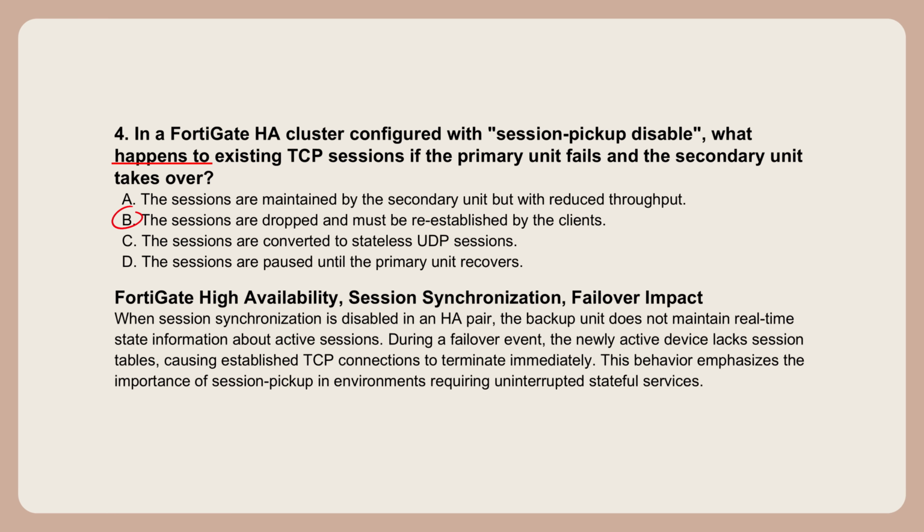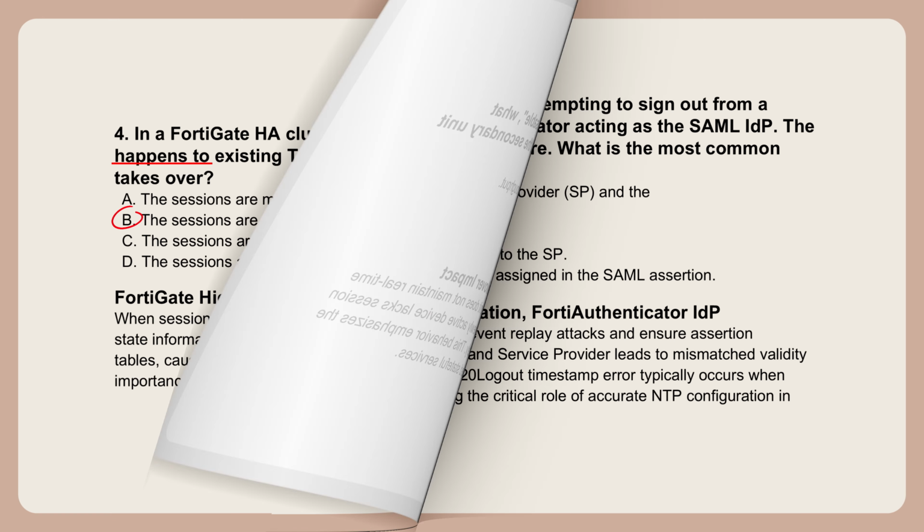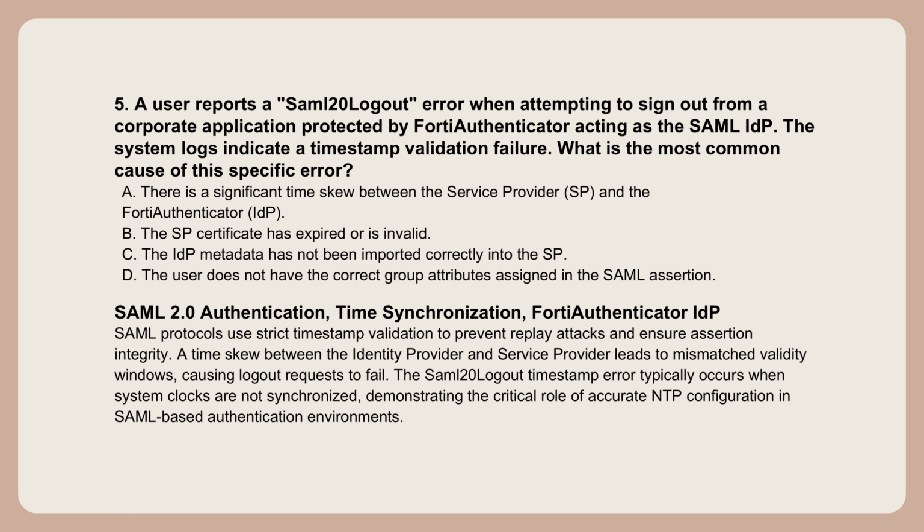Okay, so we've seen internal sync, routing sync. Now let's talk about the synchronization needed for trust and identity. This brings us right into the world of SAML, Security Assertion Markup Language. SAML is fundamental for single sign-on. A super common, super frustrating error is when a user is logging out of an app and they get a SAML 2.0 logout error, a timestamp validation failure. Okay, so if they're just logging out, we know their credentials are fine. What's the painfully simple cause of that failure?